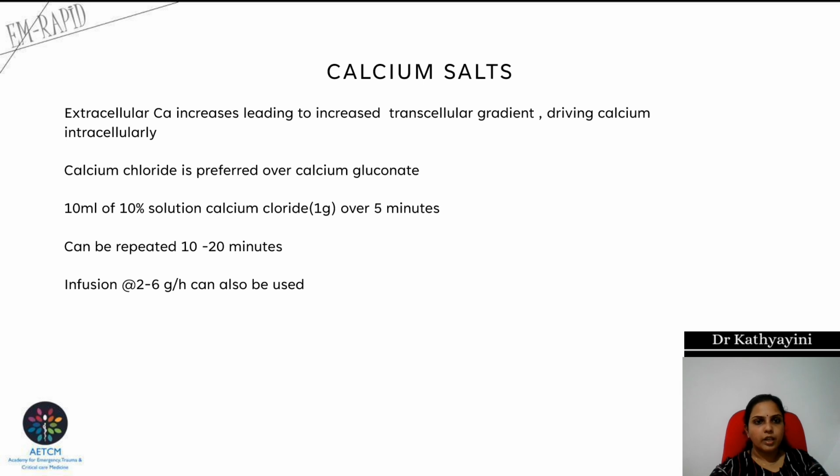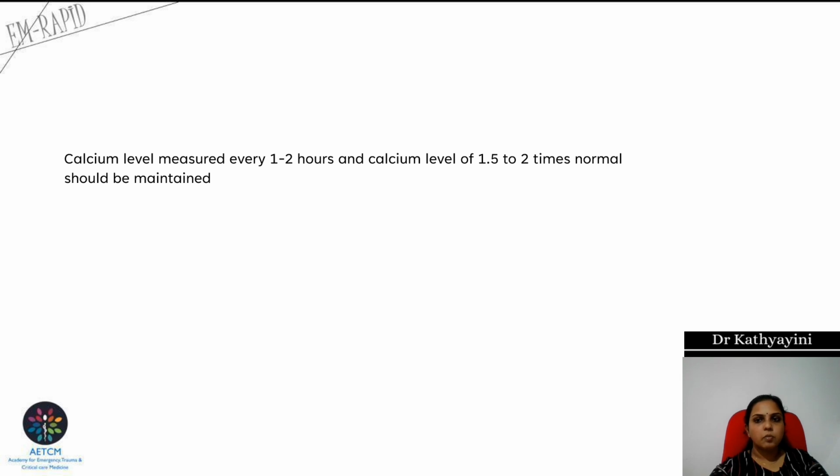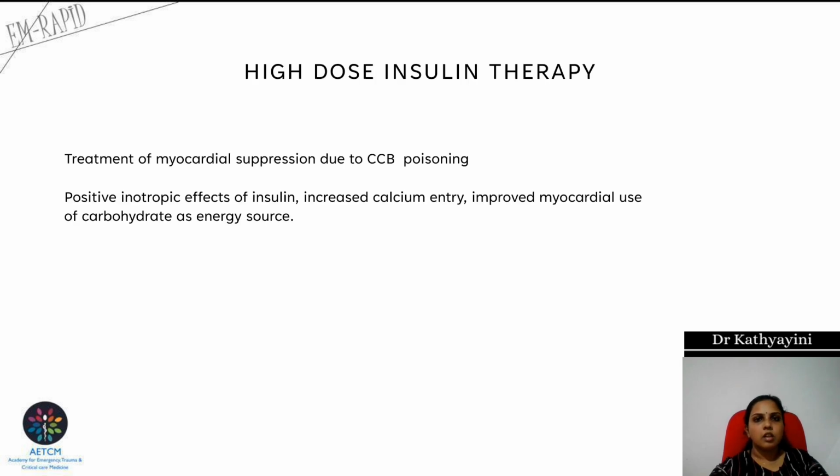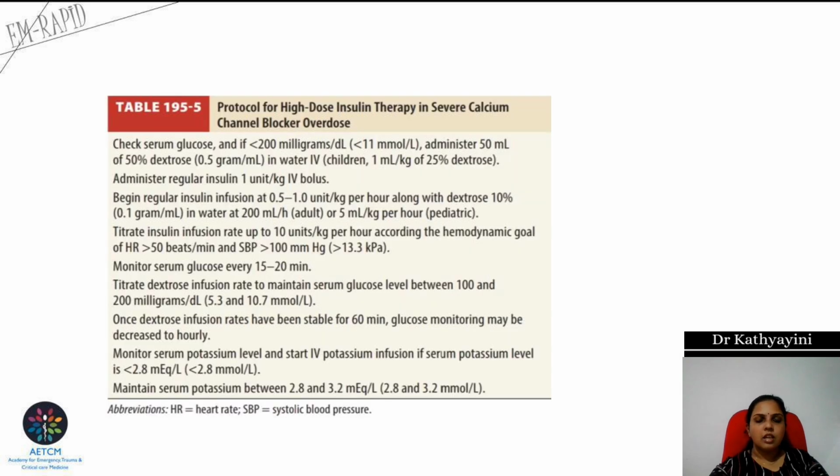It can be repeated every 10 to 20 minutes, and an infusion at the rate of 2 to 6 grams per hour can also be used. Calcium levels should be monitored and should be kept at 1.5 to 2 times the normal. Other drugs like adrenergic agents, norepinephrine, epinephrine can be used to maintain a MAP of 65 millimeters of mercury. Here also we can go for high dose insulin therapy. The protocol is similar to that discussed in beta blocker toxicity.